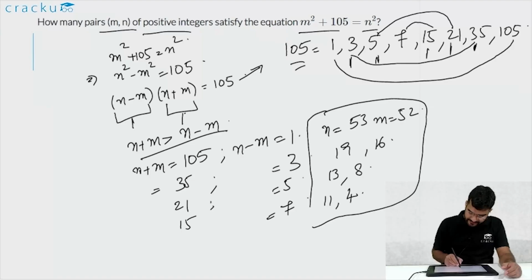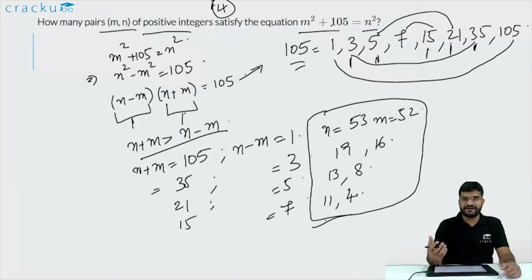So these are the four solutions for the equation m square plus 105 is equal to n square. So the required answer is 4. All we have done is find the factors of 105 and then find the complementary factors of 105. By complementary pairs, we are finding out the pairs of factors which when multiplied give you 105. Once you get them, you found out that there are four such pairs.